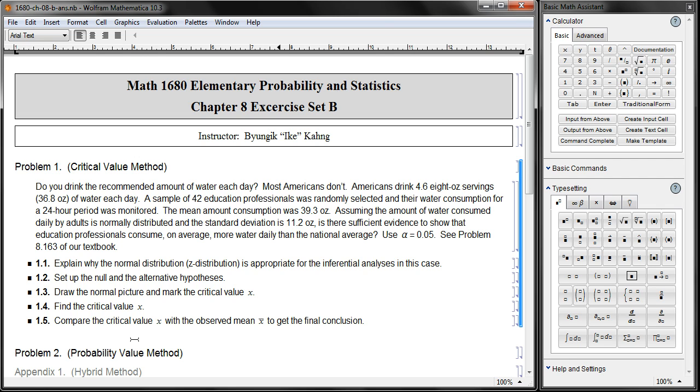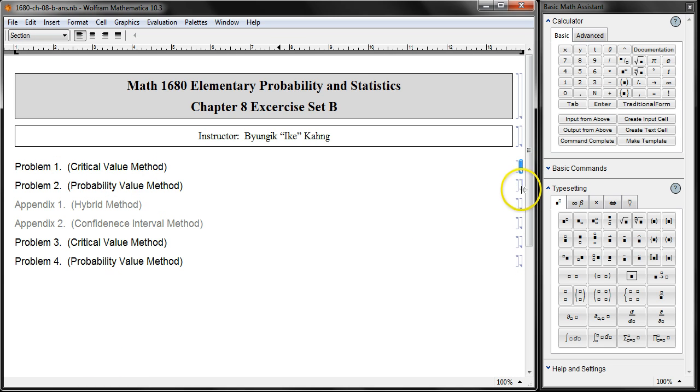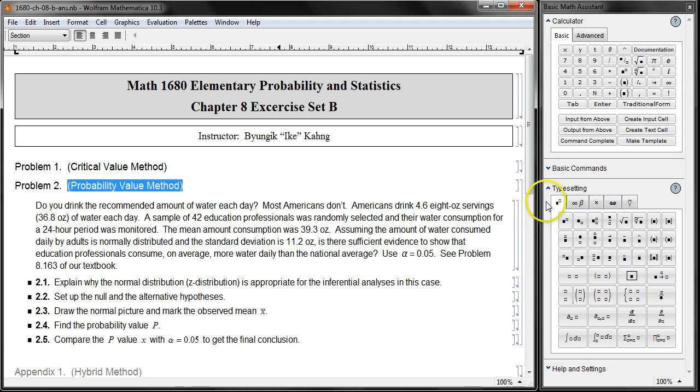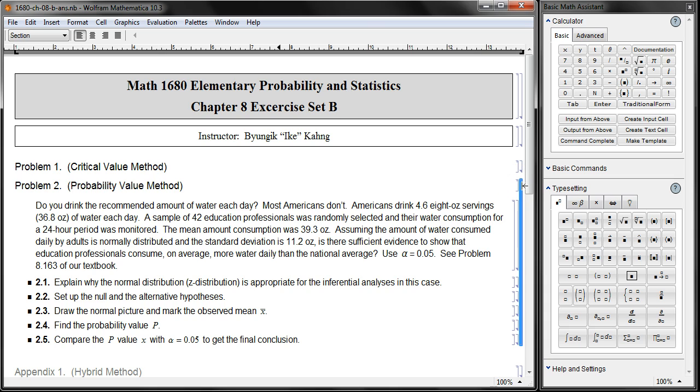If you follow 1.1 through 1.5, that method is called the critical value method. If you follow 2.1 to 2.5, that method is called the probability value method. The preferred method by our textbook is probability value method, this one in problem 2.